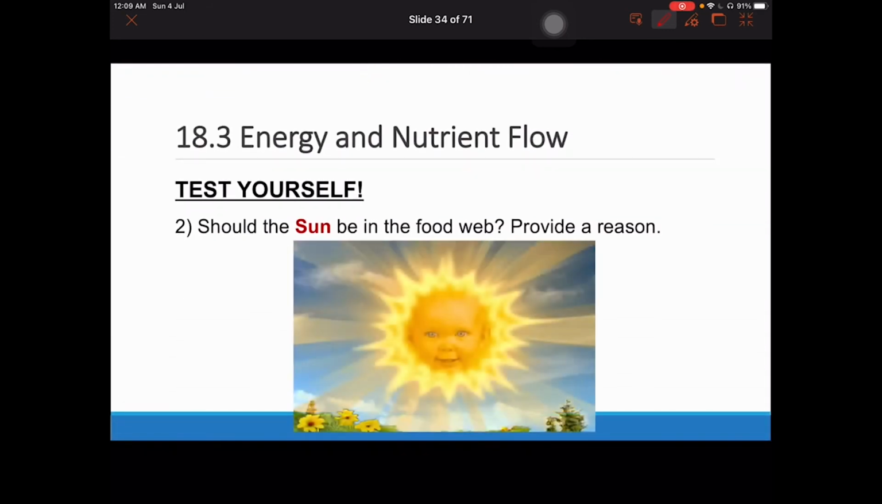Second question. Now, in a food chain, we are always starting with how energy is being transferred. So, do you think that the sun should be within a food chain, or the food web, in this case? Whether the answer is yes or no, think of a reason and write it down.